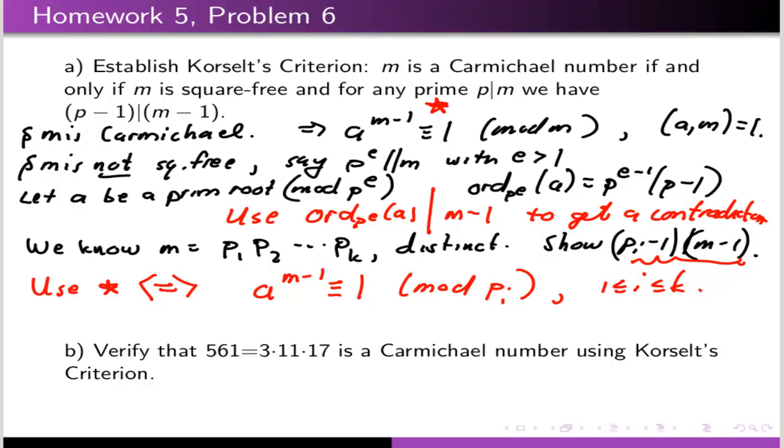Okay, so that's one direction. Let me see if there's anything more to think about. I think for the converse, it should be straightforward. I'll let you just play with that, and you can ask me if you need help on the converse there. Okay, now verify that this is a Carmichael number. That's also just a calculation there.